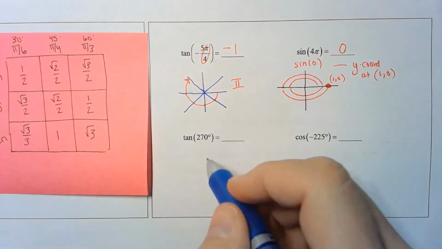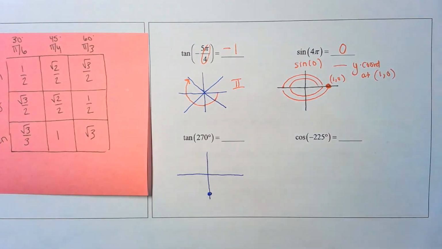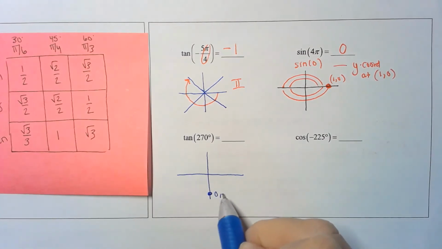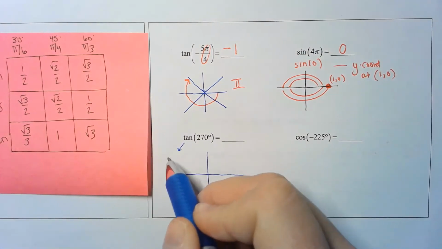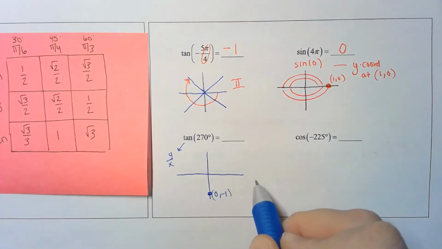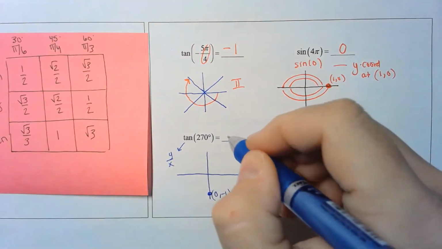The tangent of 270. 270 degrees is down here. It's another angle that hits the axis. Right? So the coordinates here are 0, negative 1. How do we find tangent? It's the y-coordinate divided by the x-coordinate. The y is negative 1, the x is 0. Negative 1 divided by 0?